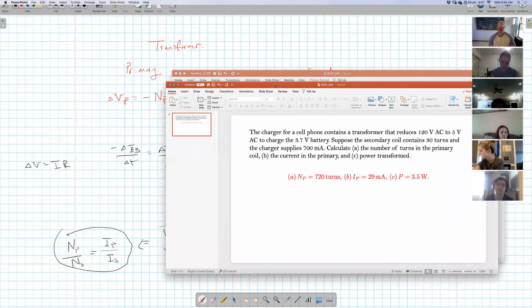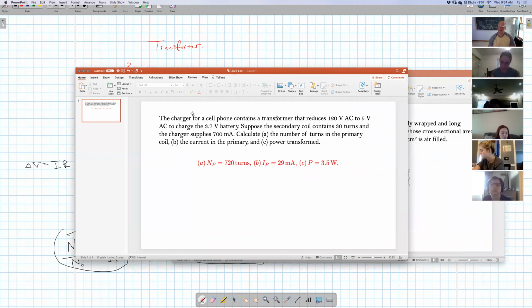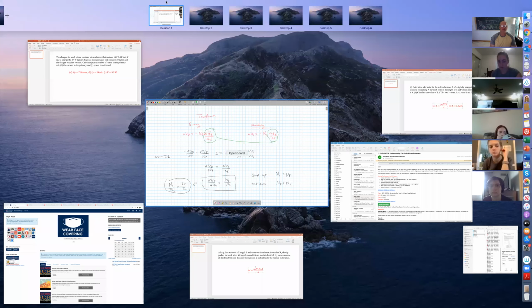So this says that we have a cell phone charger that contains a transformer that reduces 120 volts AC into 5 volts AC to charge the battery, which is 3.7 volts. Suppose the secondary has 30 turns, and the charger supplies 70 milliamps of current. It wants us to calculate the number of turns in the primary, part B, the current in the primary, and part C, the power being transferred.